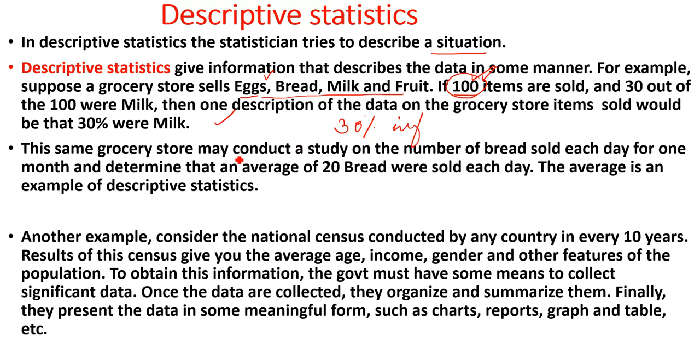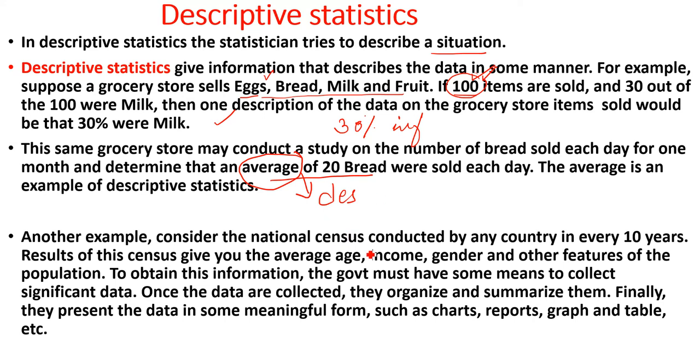One more example: the same grocery store may conduct a study on the number of bread sold each day for a month and determine an average of 20, right? For 1 month they just observe, and at the end of the month they find out that on average 20 were bread. So when you see the word average, it means again this is descriptive statistics. So average is an example of descriptive statistics.